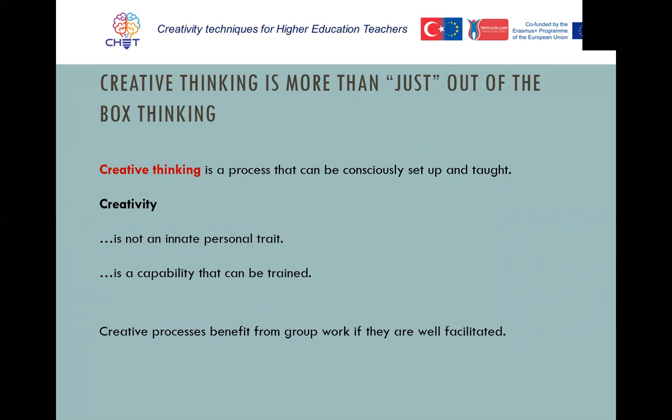So creative thinking, just to come back to the initial saying, it doesn't matter if not everybody in a group is the super creative person. Creative thinking is more than just out-of-the-box thinking. It's a process that can be consciously set up, and it can be taught, and it can be trained. It's not an innate personal trait. It's a capability. And this is why we can train it. And what we also know is that creative processes benefit largely from group work if they are well facilitated. So you also need the facilitation skills, right?